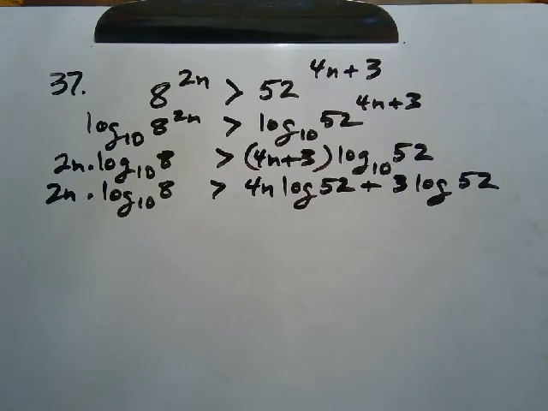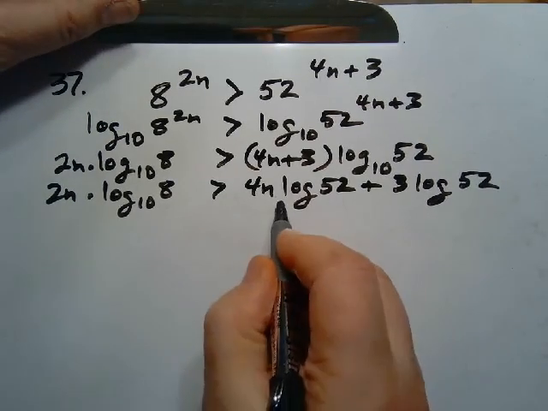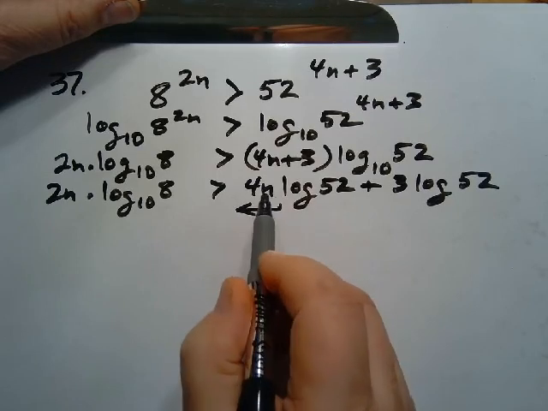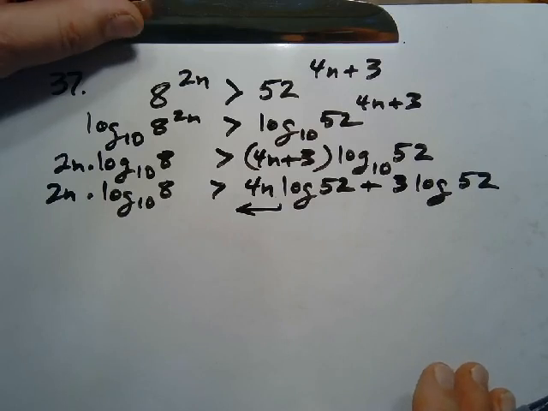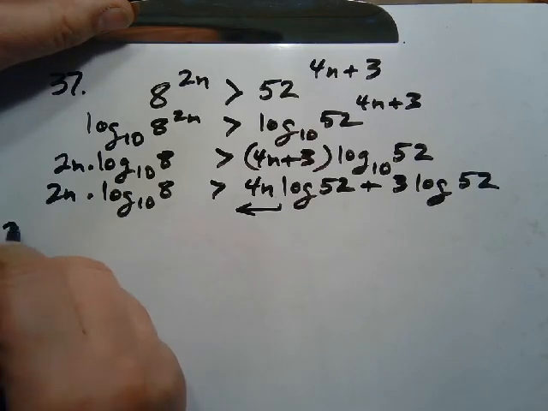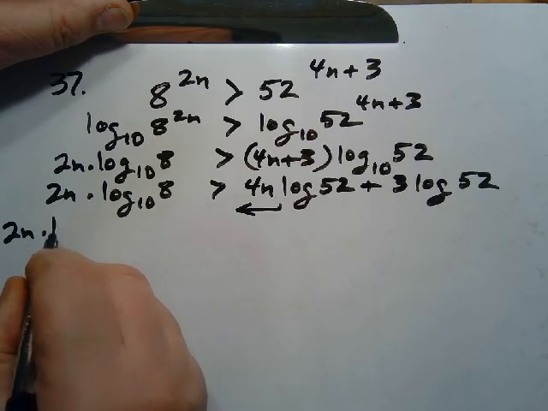All right, now I've got these two separated, so I can actually move this one to the left, and I'm doing so that the n's are on the same side of the inequality. So I'm going to bring it over here, and when I do, it becomes negative.